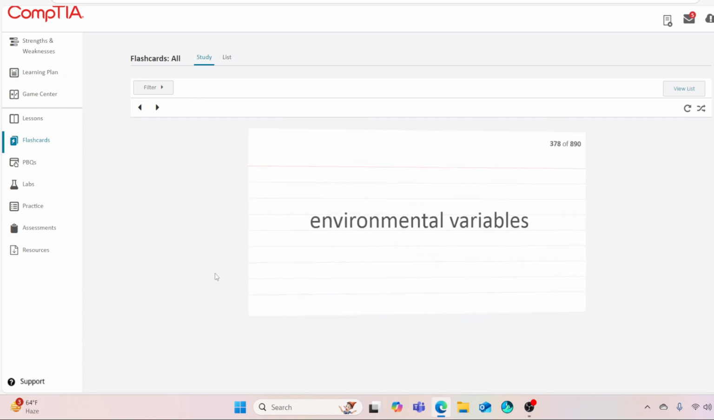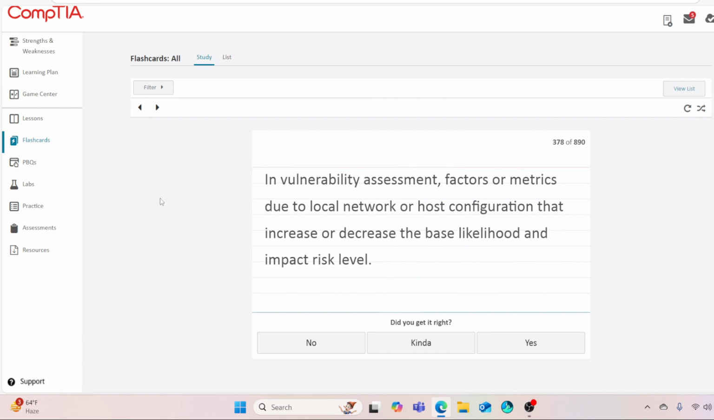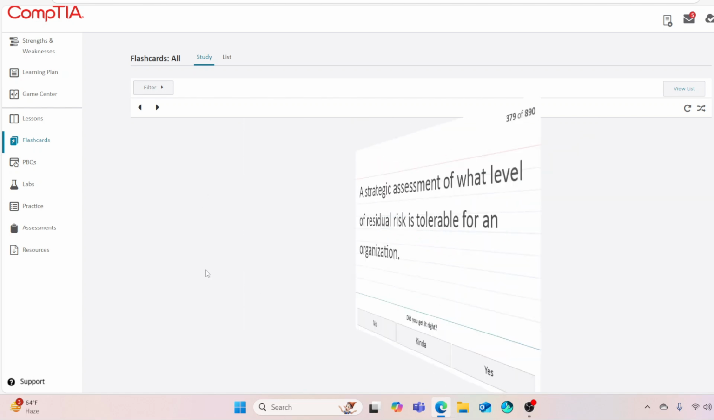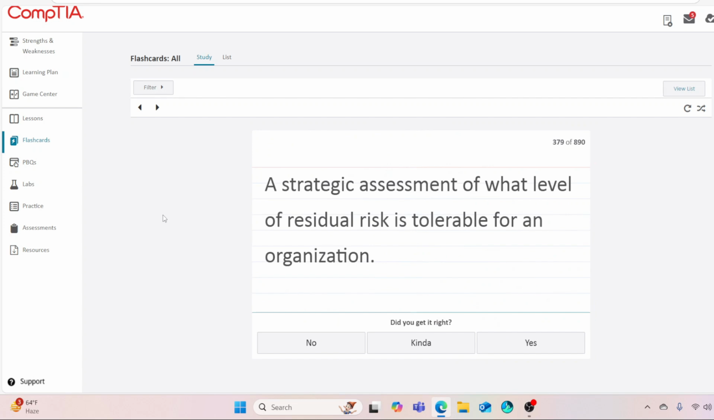Environmental variables. Vulnerability assessment factors or metrics due to local network or host configuration that increase or decrease the base likelihood and impact risk level. Risk tolerance. A strategic assessment of what level a residual risk is tolerable for an organization.